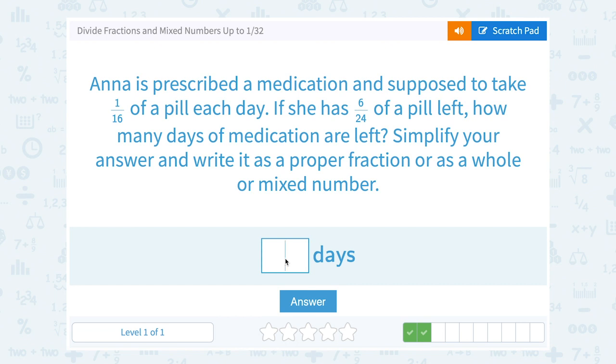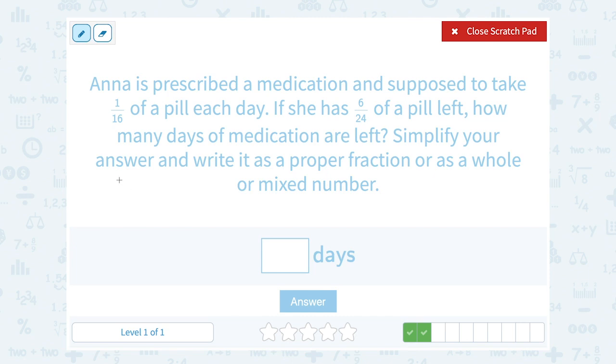Anna is prescribed a medication and supposed to take 1/16 of a pill each day. If she has 6/24 of a pill left, how many days of medication are left? Well, if we take what she has left, which is 6/24, and we divide that by how much she's going to take every day, which is 1/16, that should tell us how many days worth of medication she has left.